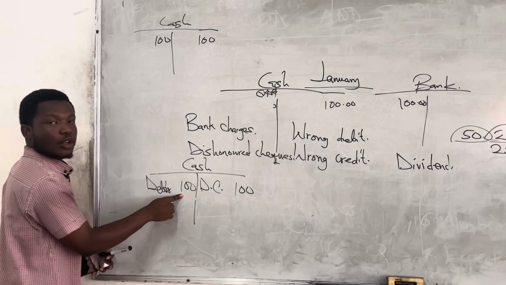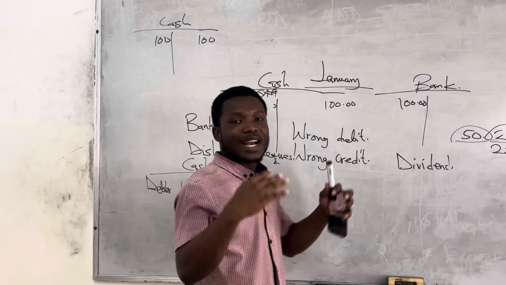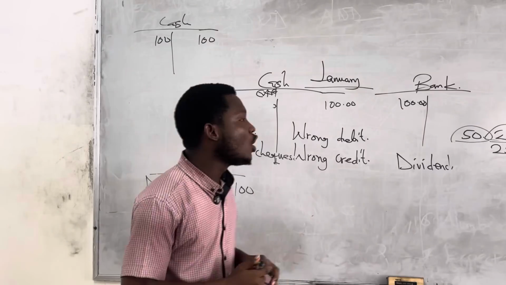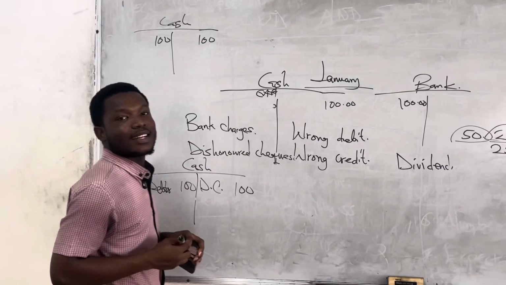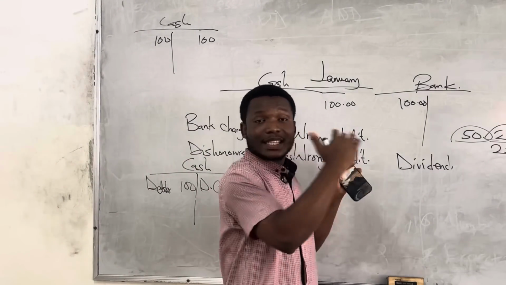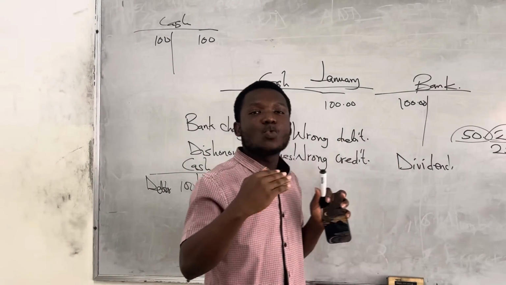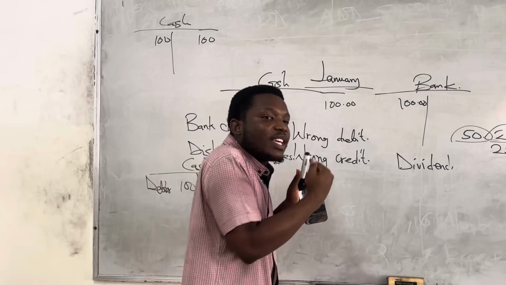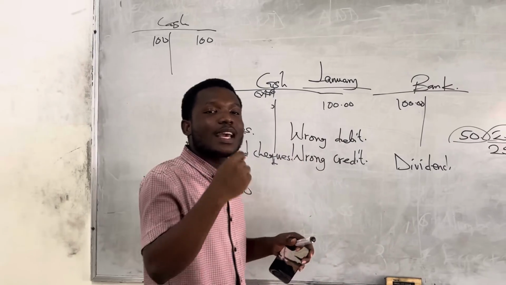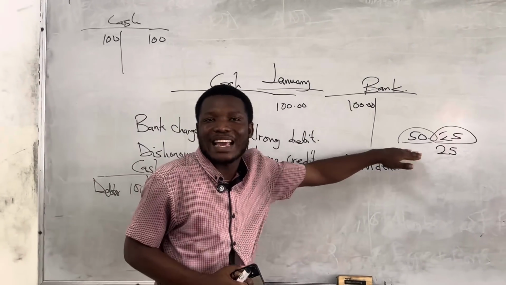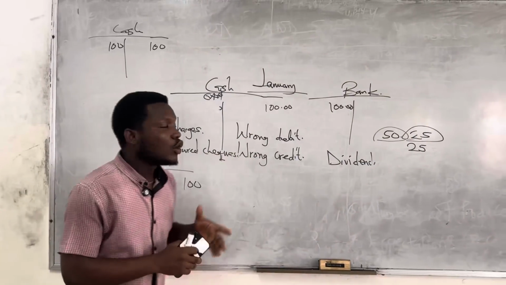So this one will cancel this. So the difference, when you look at the format of the adjusted cash book, you know that we have dishonored checks at the credit side. So dishonored checks at the credit side, it will be based on the question that will be given to you. That's where you are going to decide whether it will be at the credit side or at the debit side.